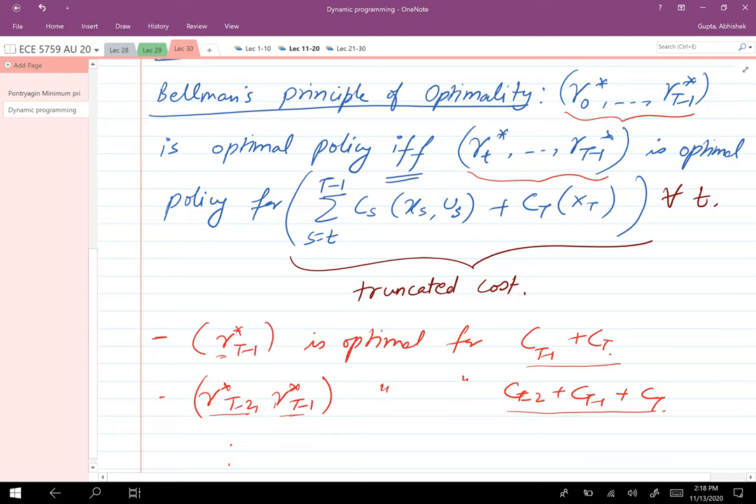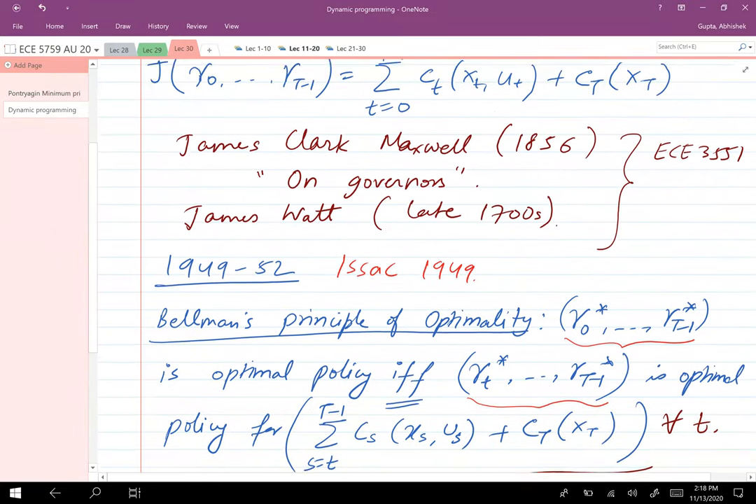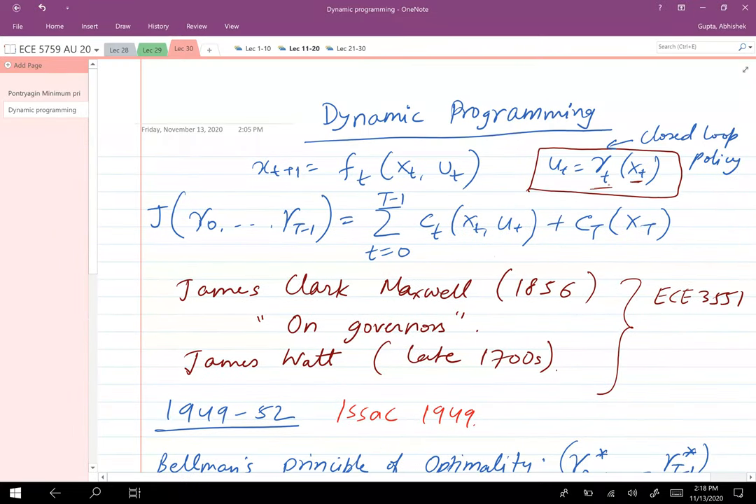Yeah, hi, Professor. So does the optimal policy depend on the initial state x zero? Well, in this case, the policy depends on the state at every time. I see what you're saying. So does gamma t depend on x naught? It turns out that it doesn't. No, it doesn't. Gamma t will not depend on x naught. In fact, u zero will be a function of x zero.